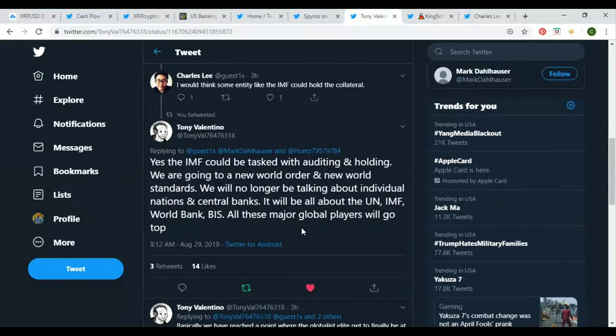And then this is where Tony replied, this is what I'm looking at. Yes, the IMF could be tasked with auditing and holding. We are going to a new world order and new world standards. We will no longer be talking about individual nations and central banks. It will be all about the UN, IMF, World Bank, BIS. All these major global players will go to the top.